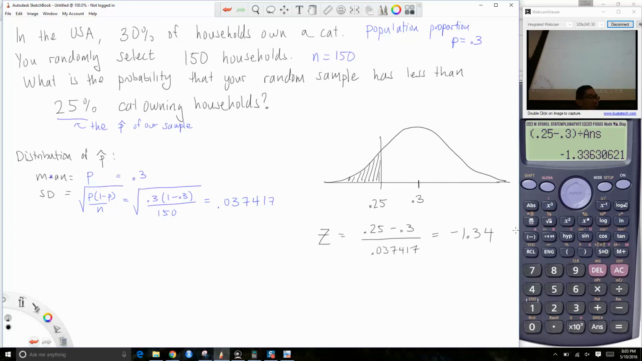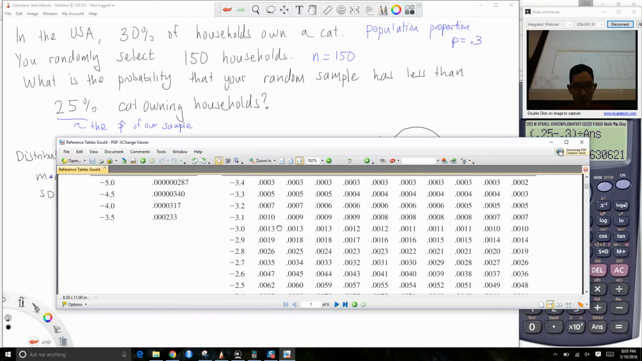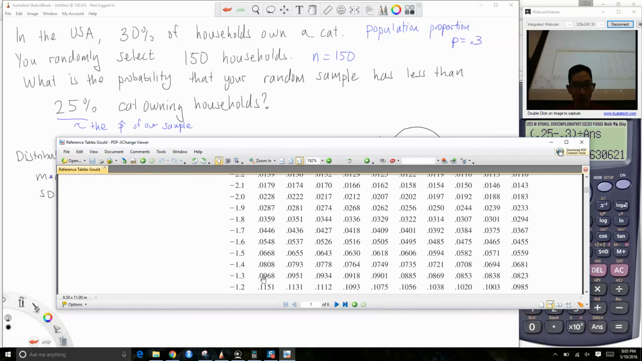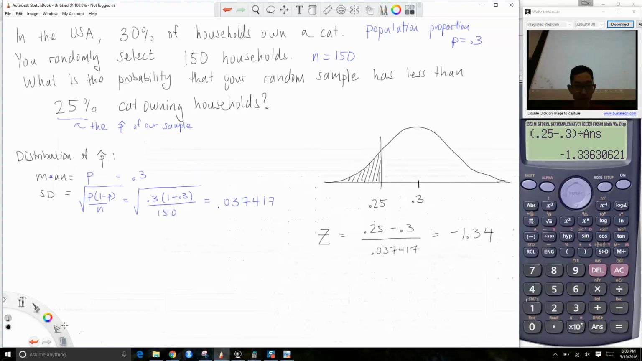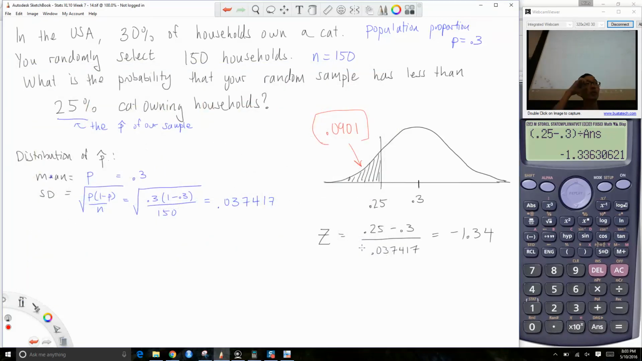Okay, and then I go to the z table and I look up what is the area to the left of negative 1.34, and I get 0.0901, okay? So this answer right here, 0.0901. It is a coincidence that it was very similar to our last answer, but this is the process by which we solve these problems.